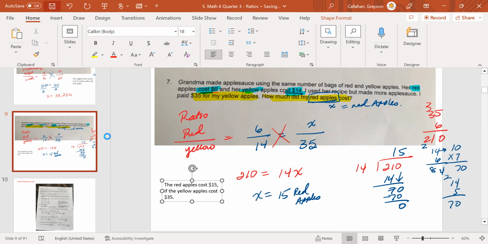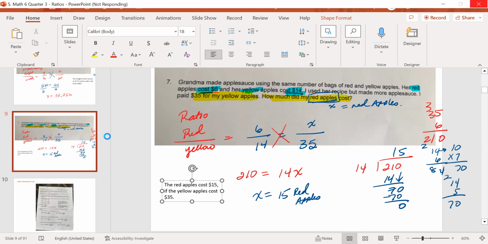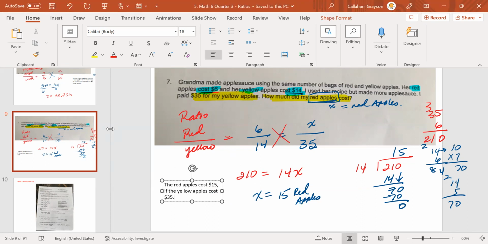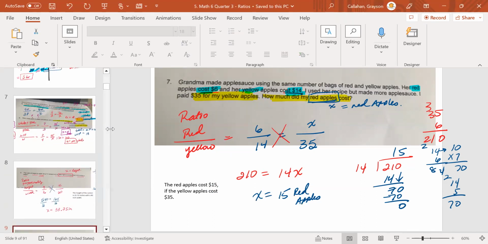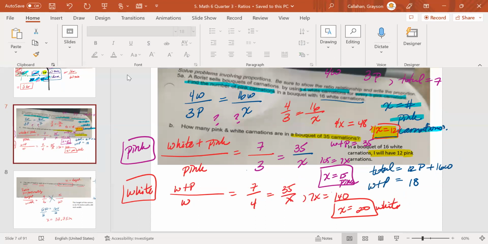The hardest question I would say that is on here was the previous 2 questions, or the third to last question that was on carnations with the red and white because you have to combine them. This question is a really hard question. The reason why this is a really hard question is part B. It says, how many pink and white carnations are in a bouquet of 35 carnations? The bouquet of 35 carnations implies they combine the red, the white, and the pink together, right?